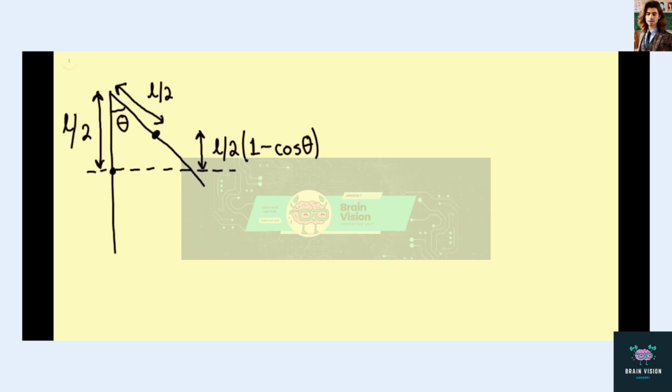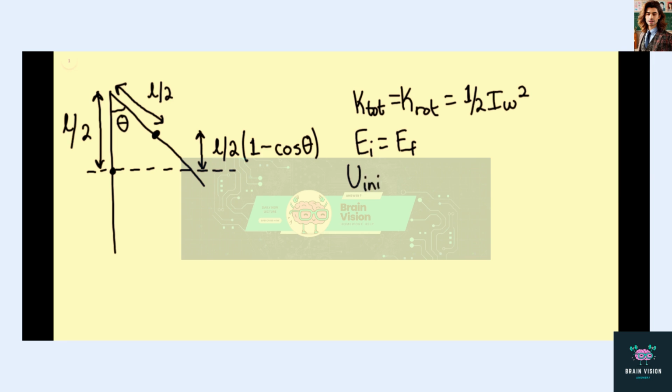And we know that here, mechanical energy is going to be conserved. So this means that the total kinetic energy would be equal to the rotational energy, and this would equal 1/2 I omega squared. So we can say that E initial equals E final due to the conservation of mechanical energy in this case. Therefore, the initial potential energy would be equal to the final kinetic energy.